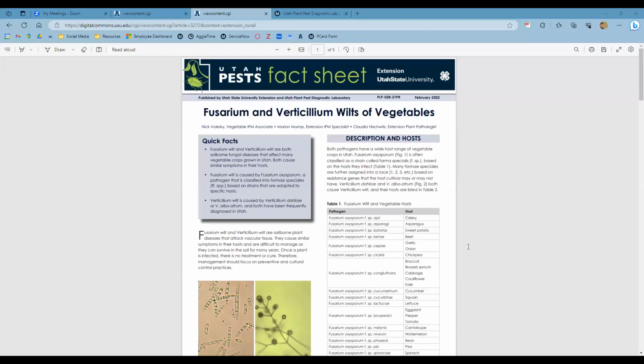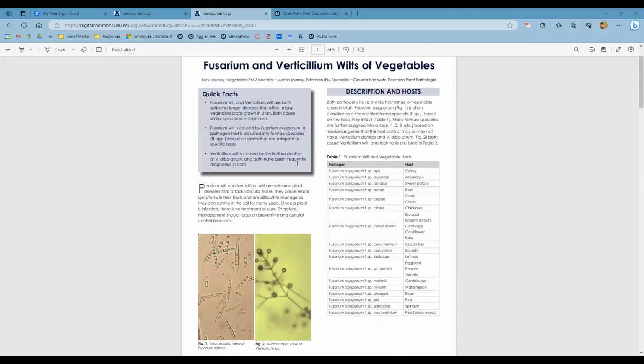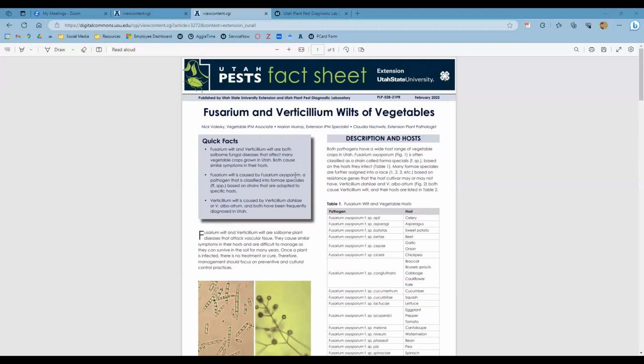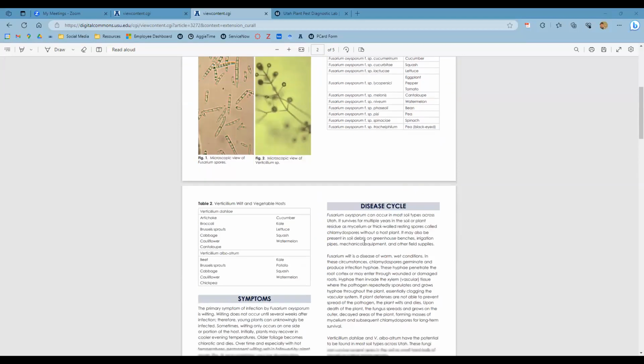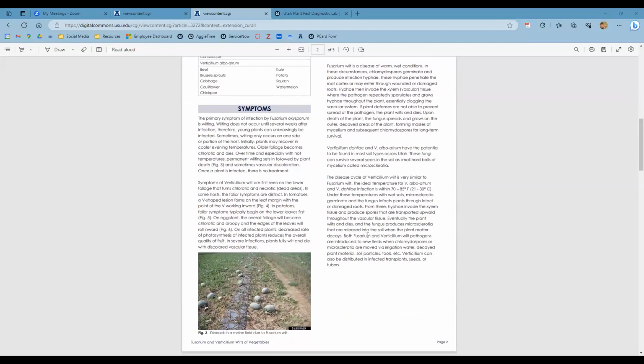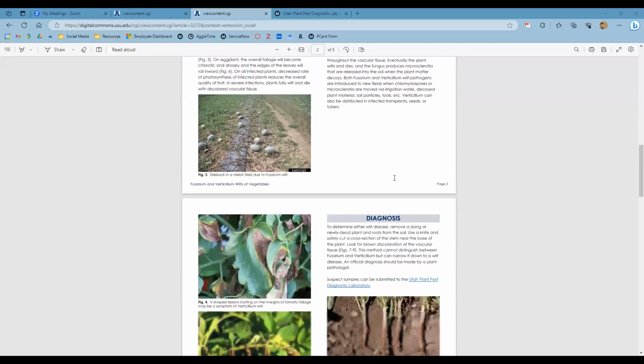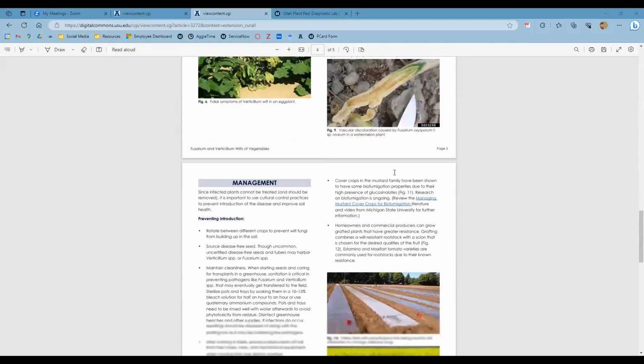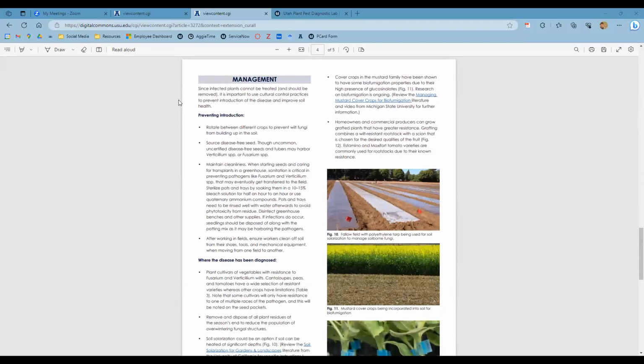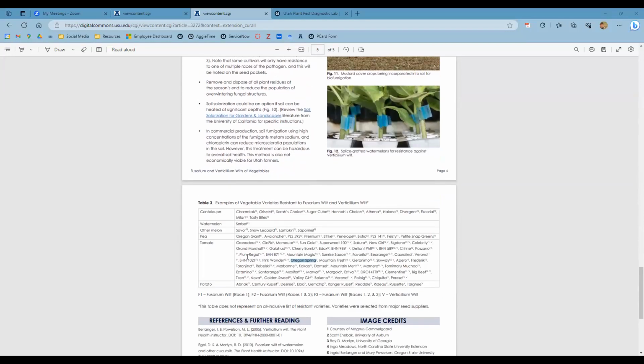So last year, Claudia and I put together this fact sheet on Fusarium and the similar but different Verticillium wilts that we have in vegetables. So this is a really good guide where we go in depth on the science of it, the different species, symptoms and disease cycles, and we cover all the vegetables, including our tomato crops. And we cover a lot of the prevention and management of where it's been diagnosed as well. So this is a good resource for you to refer to.